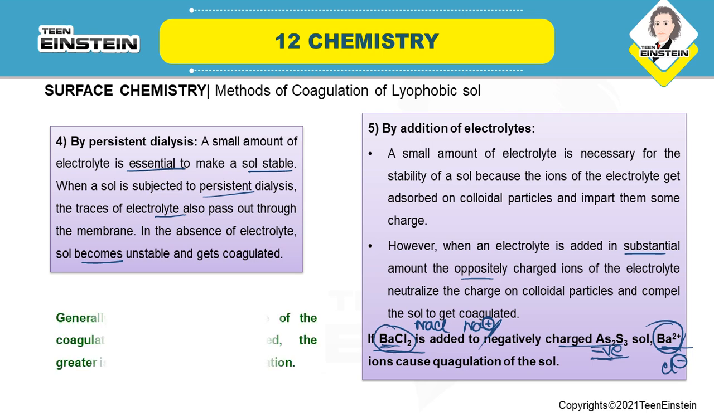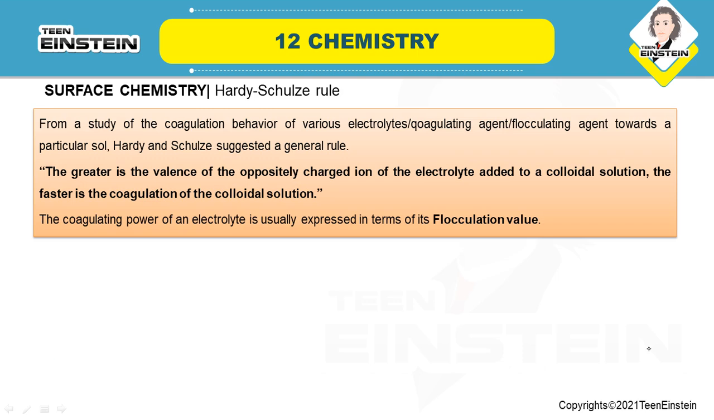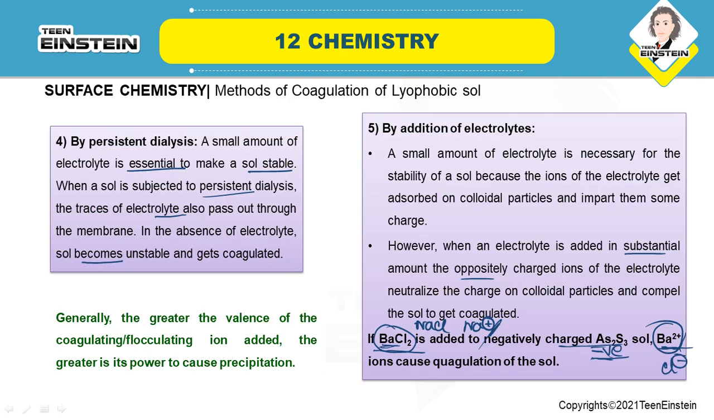Generally, the greater the valence of the coagulating ion, the better. Coagulating ion means the electrolyte that you are adding for coagulation purpose. You can say coagulating agent or flocculating agent or ion. So the greater the valence of this ion, the greater its capability to cause coagulation. That is why, if we compare the Ba2+ cation and the Na+ cation, obviously Ba2+, because of its higher valency, will have higher capability compared to NaCl to cause precipitation.